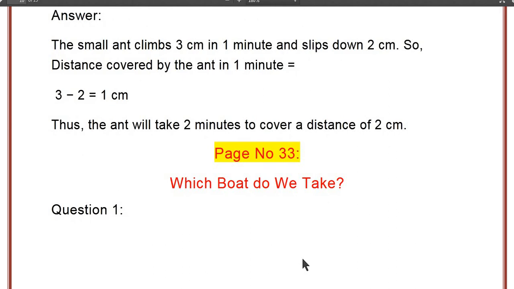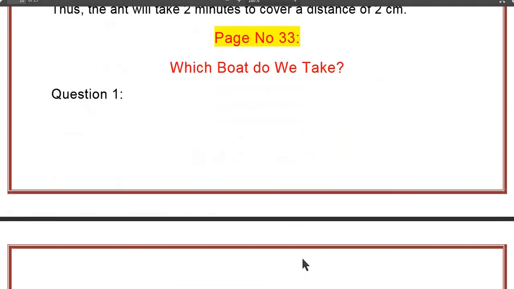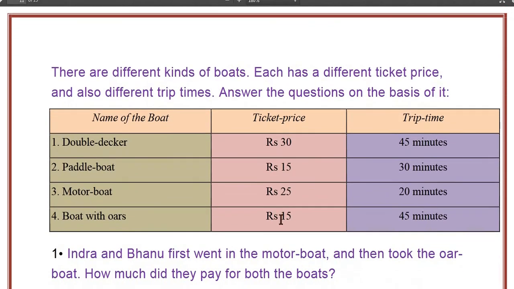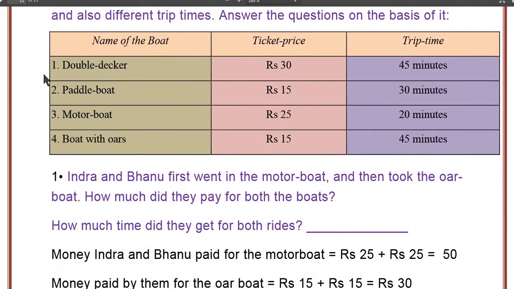Page number 33. Which boat do we take? Question number 1. There are different kinds of boats. Each has a different ticket price and also different trip times. Answer the questions on the basis of it. Double decker rupees 30, 45 minutes. Pedal boat rupees 15, 30 minutes. Motor boat rupees 25, 20 minutes. Boat with oar rupees 15, 45 minutes.